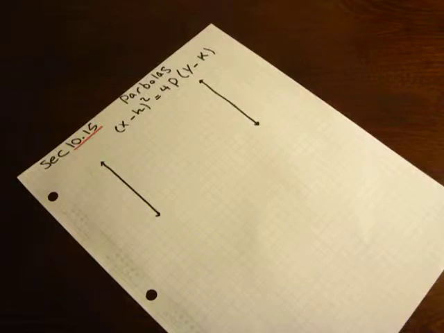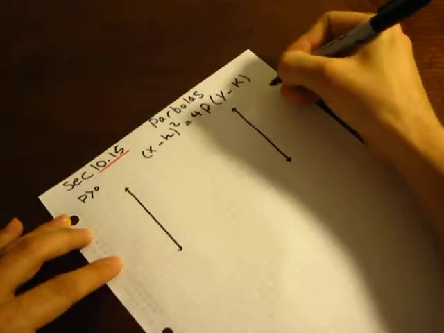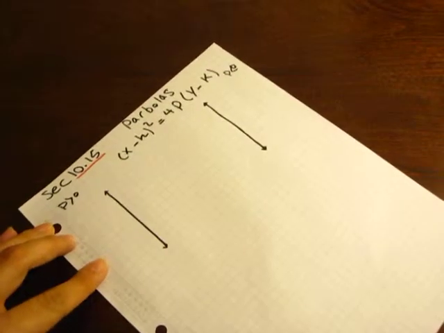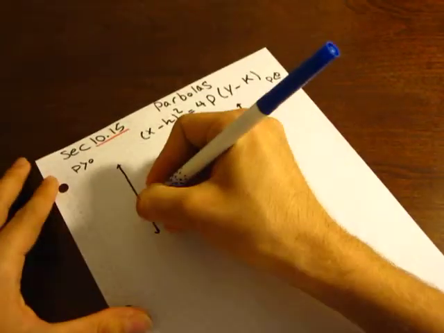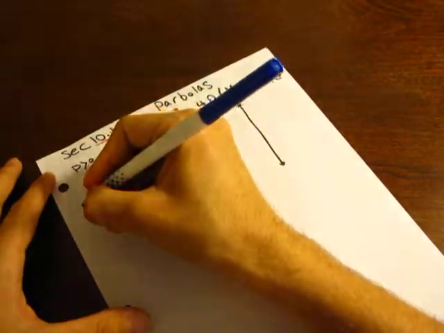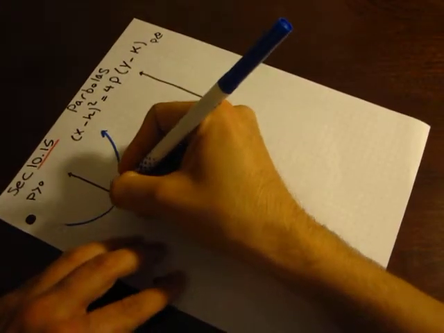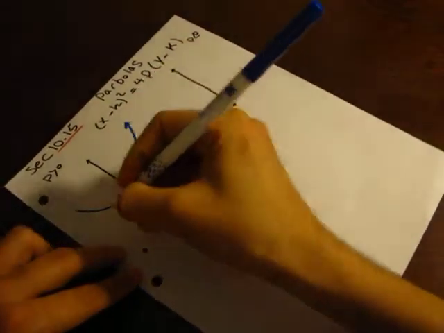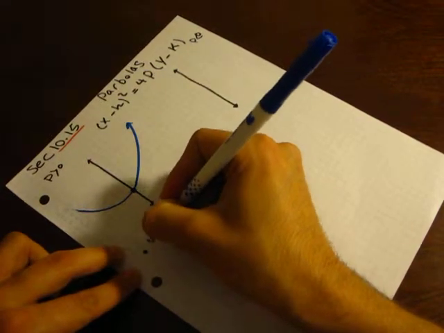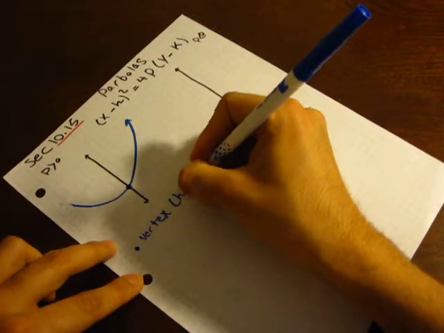Okay, for the first one, p is greater than 0, and for this one, p is less than 0. Let's take a look at the graph. As you see, it is symmetrical. This point, I'm going to show right here, is my vertex, which is (h, k).